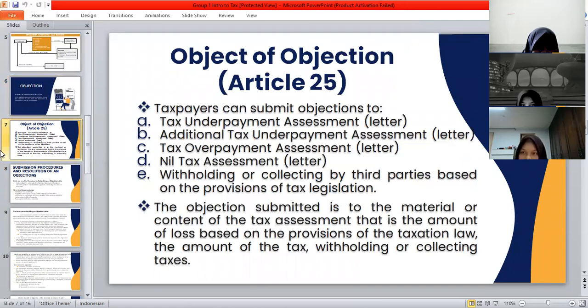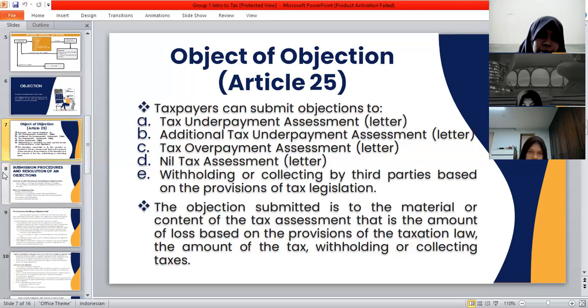Objects of objections. A taxpayer can submit an objection to: first, a tax underpayment assessment letter; second, an additional tax underpayment assessment letter; third, a tax overpayment assessment letter; fourth, a nil tax assessment letter; and withholding or collecting by third parties based on the provisions of tax legislation.